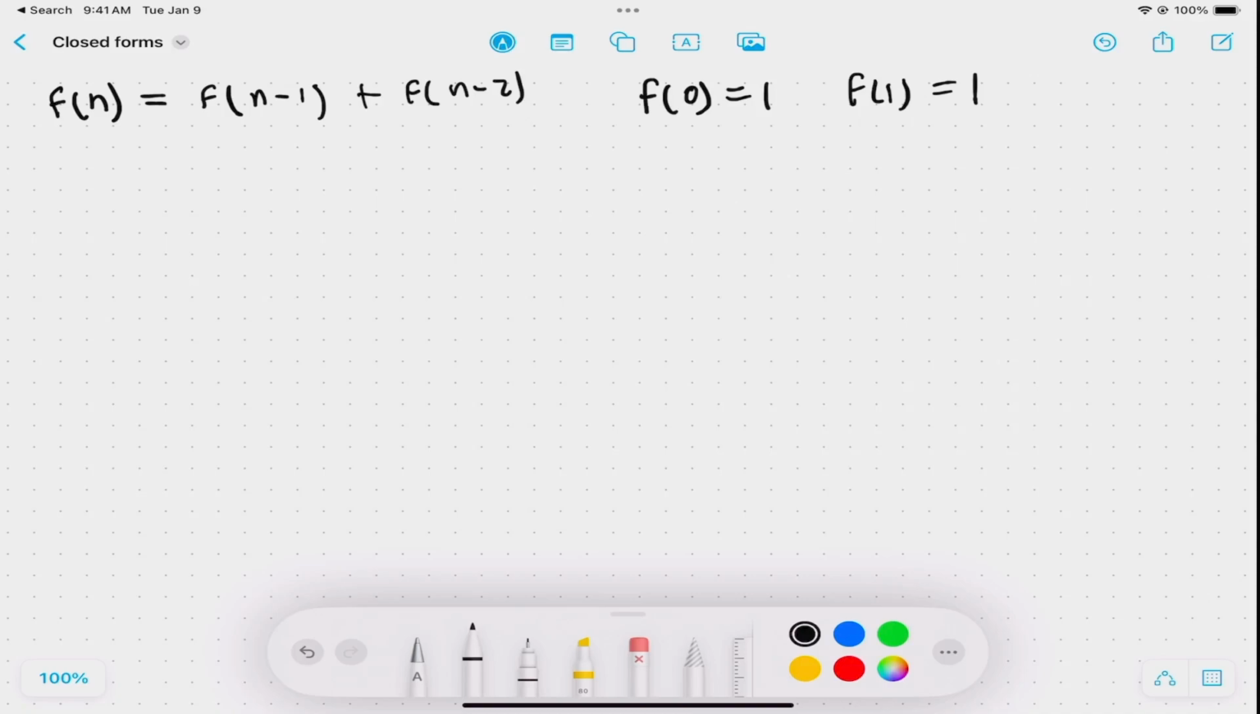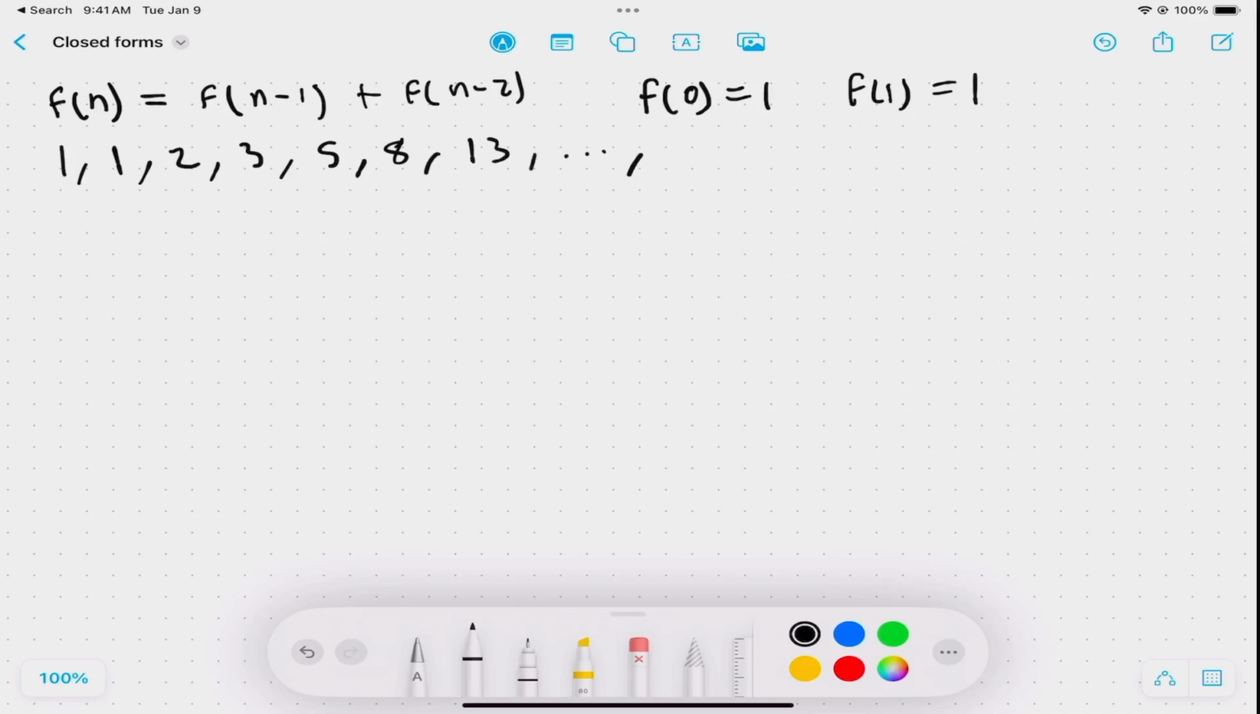And if we list the numbers out, we start with 1, 1, and the next number is going to be the sum of the two previous numbers. So this becomes 2, 2 plus 1 is 3, 3 plus 2 is 5, 5 plus 3 is 8, 8 plus 5 is 13, and so on.